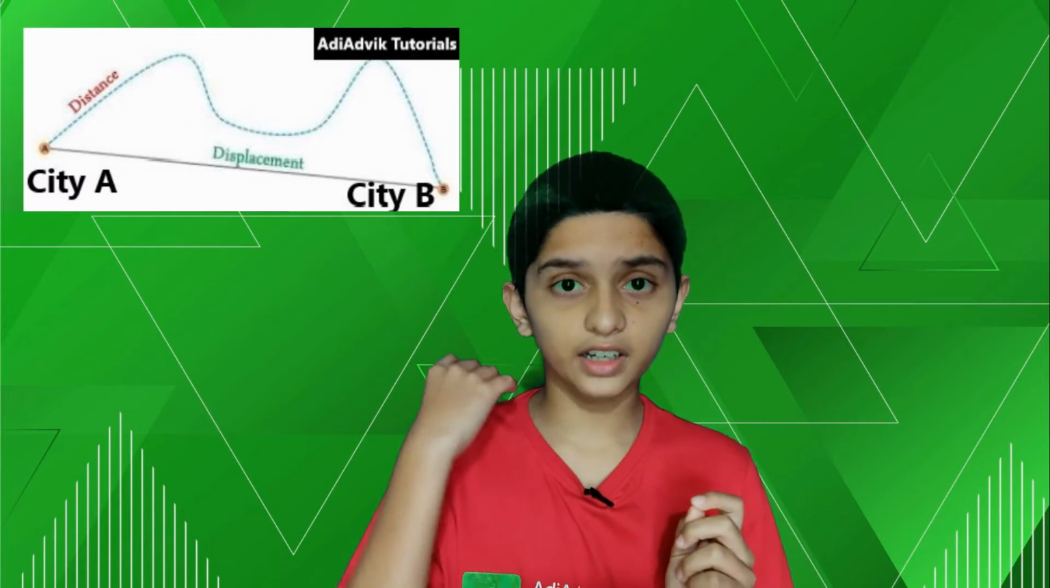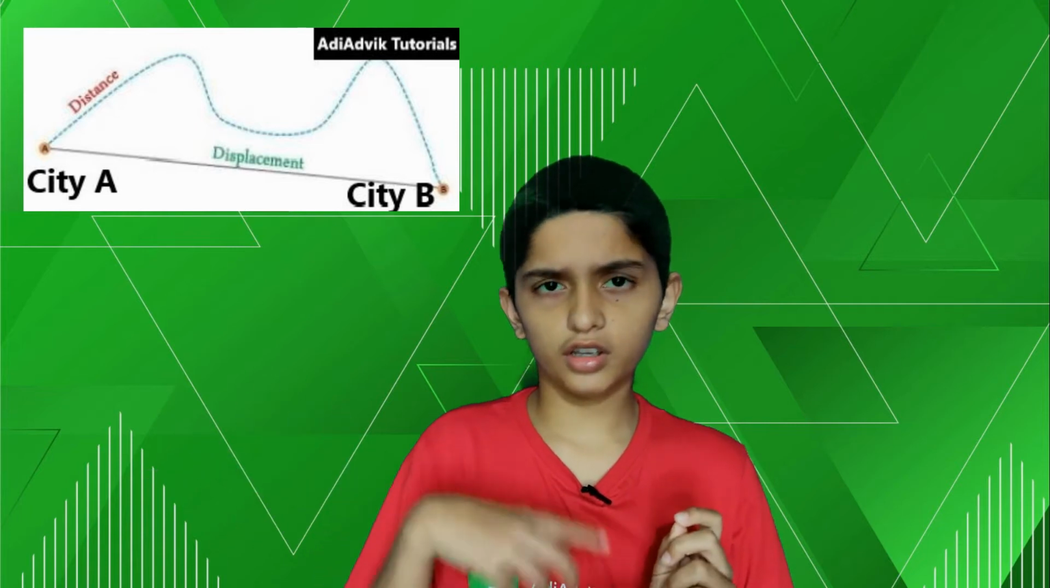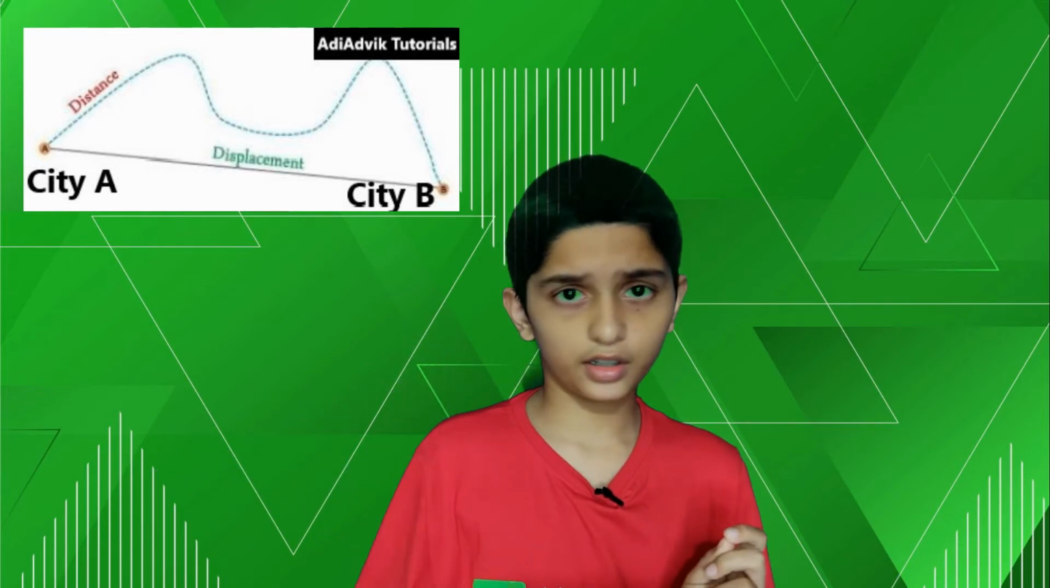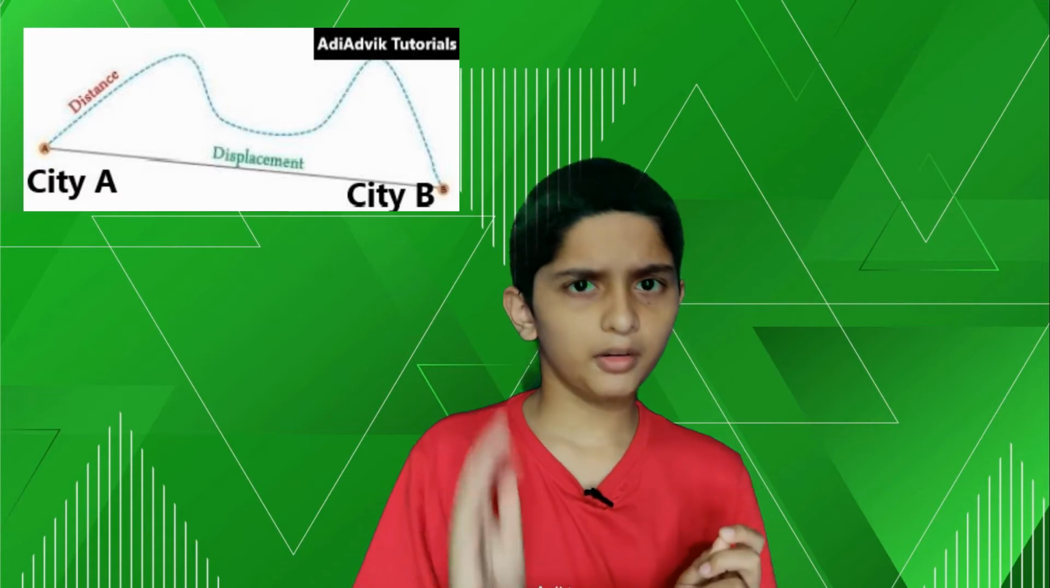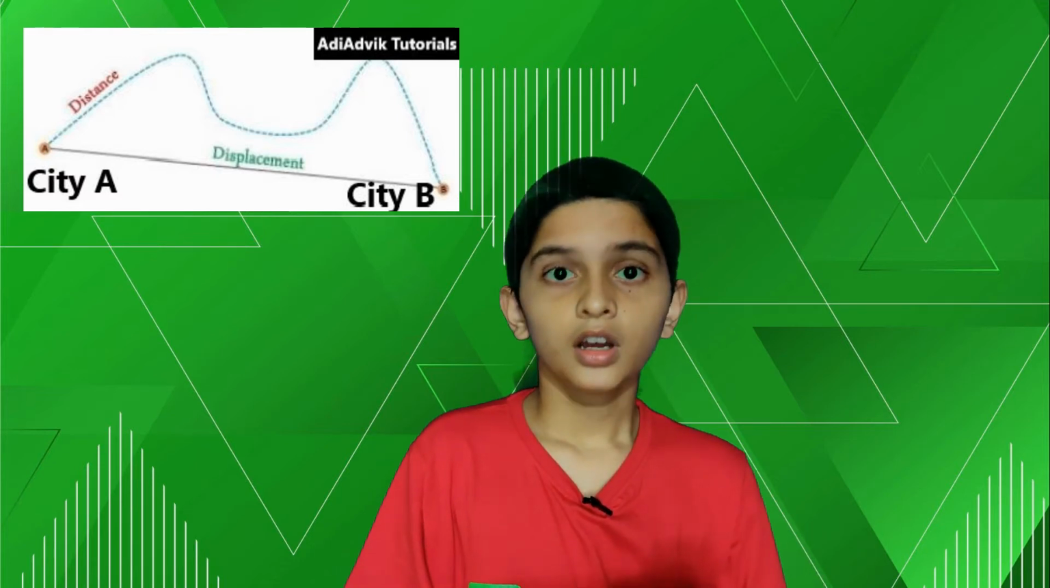Hence, we also have another term which is displacement. What do you mean by displacement? Displacement is similar to distance, but it is the shortest path. Like if you have city A and city B, the distance will be more than the displacement because you will take that long path. You may take a short path, but it is not the case every time. There may be some obstacles. That's why you may take a long path.